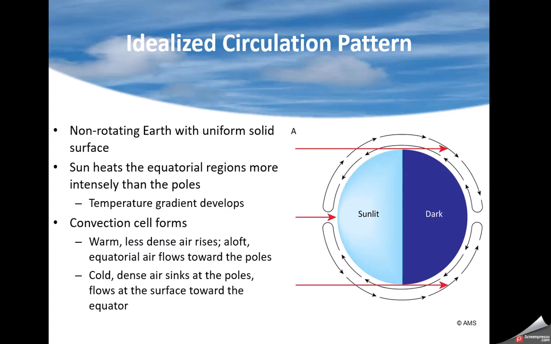So say the Earth didn't rotate. What you would have is one side that was constantly sunlit, and because the equator gets the most sun, that would be where the temperatures got the warmest, and they would rise there, and then they would sink on the other side of the Earth where it was the coldest. But we have a rotating Earth, so we don't have that issue.